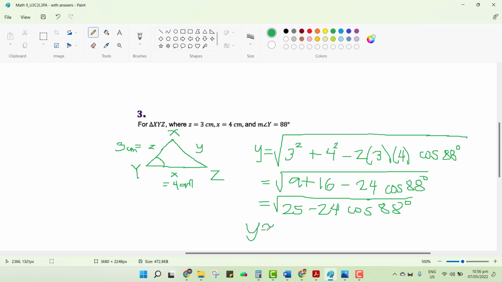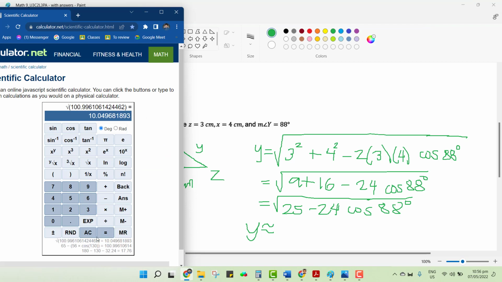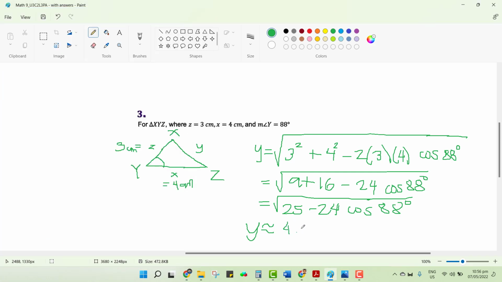And y is approximately, let's use the same calculator. You have 25 minus 24 times cosine 88 and equals that one. Take the square root of the answer, and you will have 4.92. And since we use centimeters, approximately 4.92 centimeters. This is the measurement of side y.